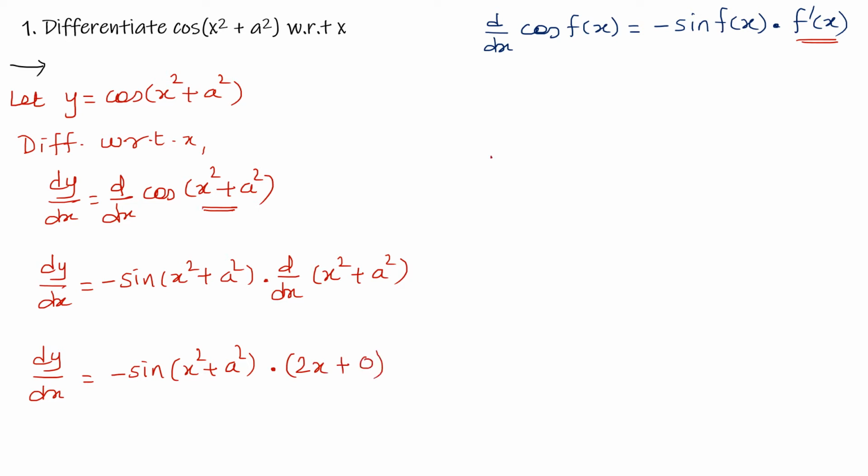Now what can I write as the answer? So this becomes dy by dx is equal to minus 2x into sine of x square plus a square. This is the final answer. Now we are going for the next question.